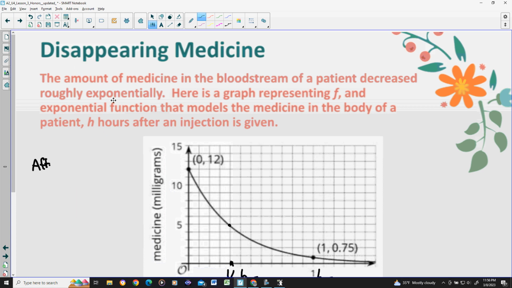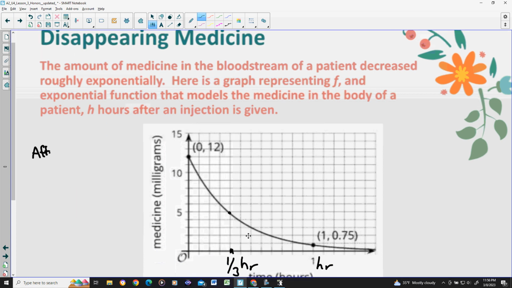So when this happens, now we can use that to model other numbers, right? You can plug in a third, you can plug in a half, and we could do all sorts of things like that. After half an hour, this person's only going to have 3 units of medicine in their body.